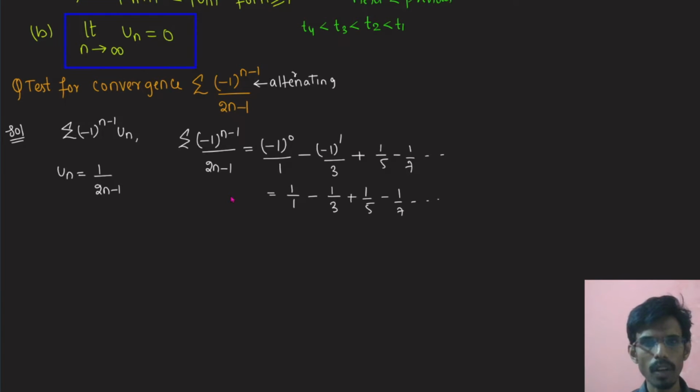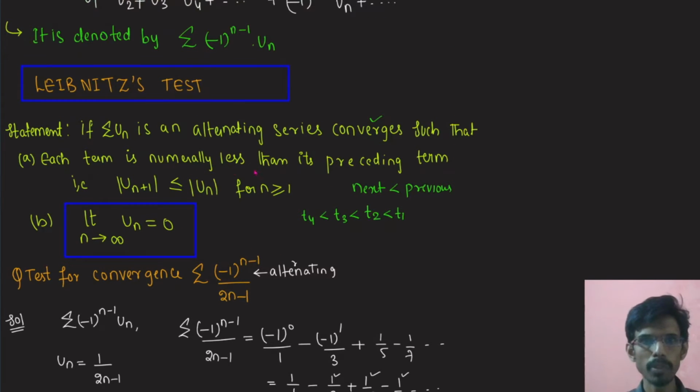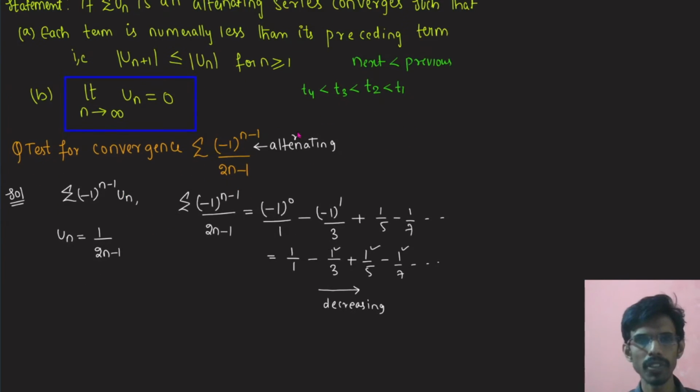See here, this 1/3 is less than 1, correct? Now this 1/5 is less than 1/3, 1/7 is less than 1/5, meaning every next term is less than its previous term. All terms are decreasing, right? If I go from left to right, what happens? Values are decreasing. So the first condition is satisfied: each term is numerically less than its preceding term.